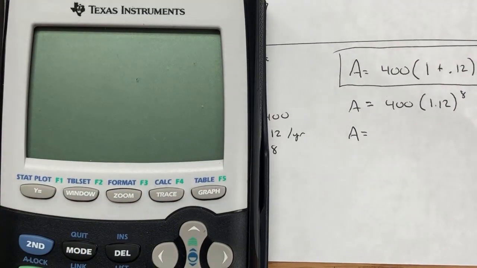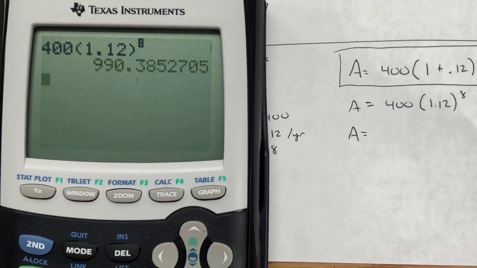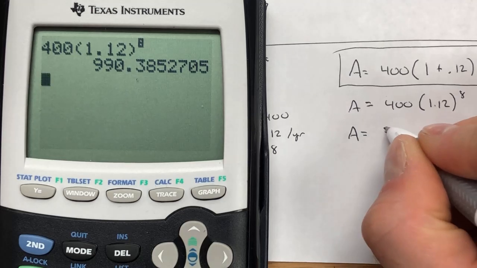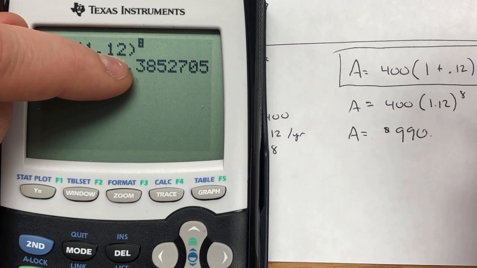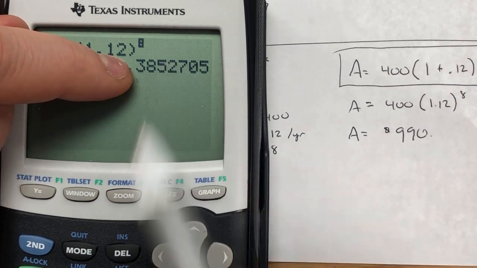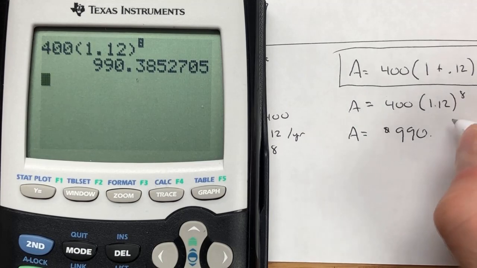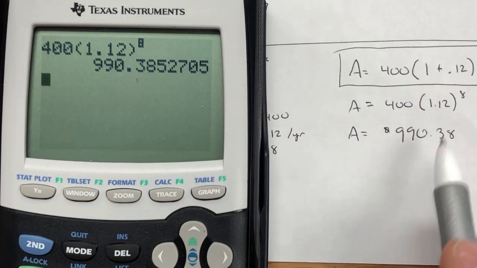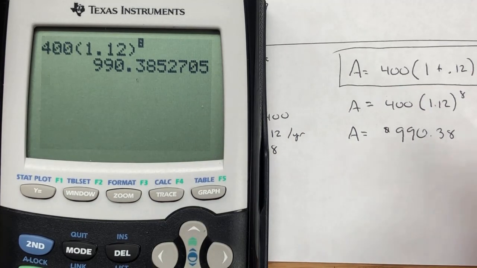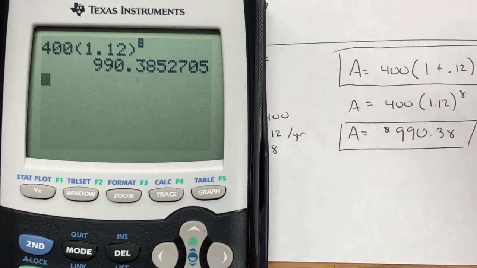Let's figure out what this is. We have 400 times 1.12 raised to the 8th power. We'll get $990, and in this case, it's going to be 38 cents. I know that 5 should round up, but again, anytime we're dealing with money, we always round down. It hasn't quite appreciated up to the next penny. It's working there, but that penny hasn't come to us yet, so we can't assume that it will. So that is if I can plug this in all at once.